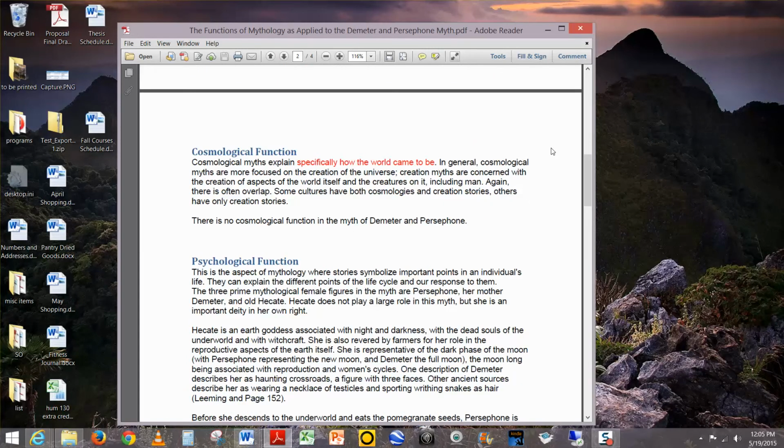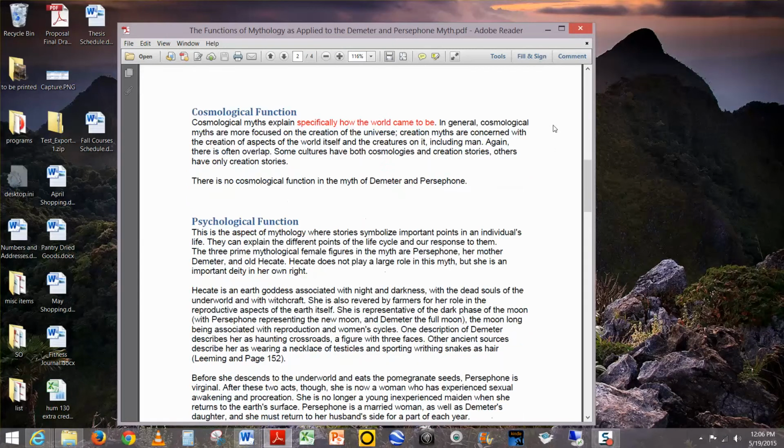The next function is cosmological. And cosmological myths explain where the universe and the world, and sometimes people as well, come from. So we'll look at creation myths, different stories from around the world of how the world came to be. Some cultures explain as far back as the universe. Some cultures presuppose a knowledge of the world and begin their cosmological stories with the creation of people. In the myth of Demeter and Persephone, we do not have any sort of cosmological function. There's no explanation of how the world came to be. So that function does not suit the story.